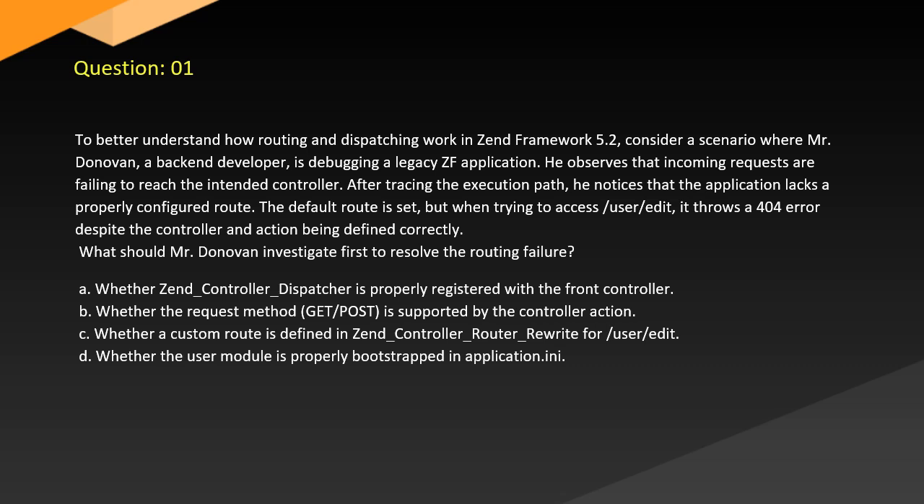Question 1. To better understand how routing and dispatching work in Zend Framework 5.2, consider a scenario where Mr. Donovan, a backend developer, is debugging a legacy ZF application. He observes that incoming requests are failing to reach the intended controller. After tracing the execution path, he notices that the application lacks a properly configured route.